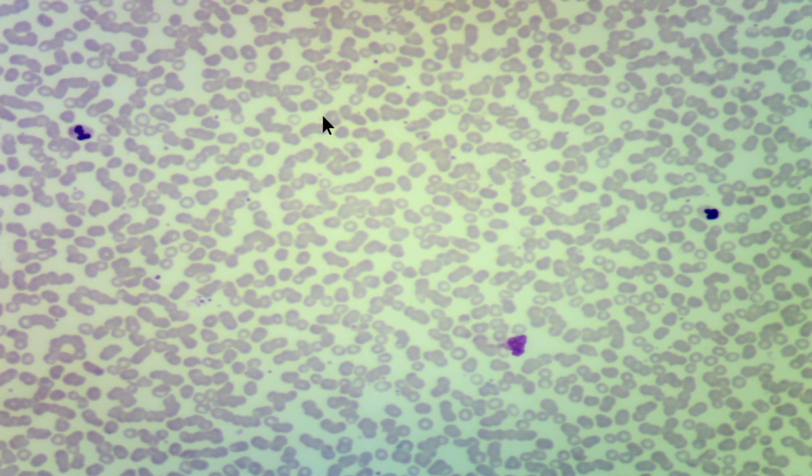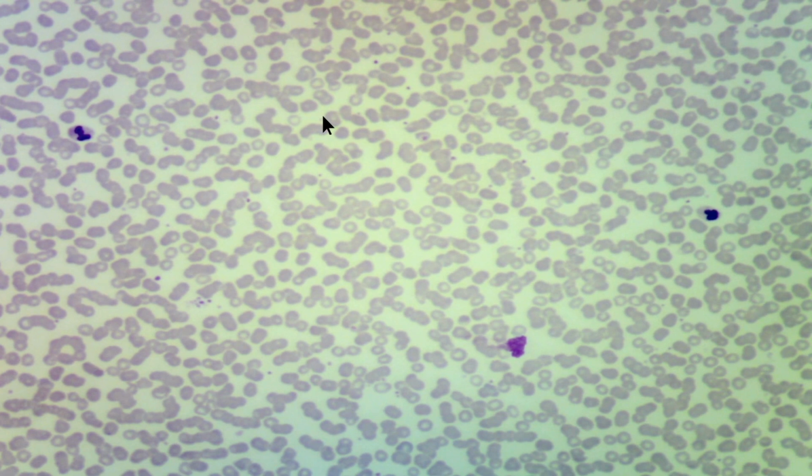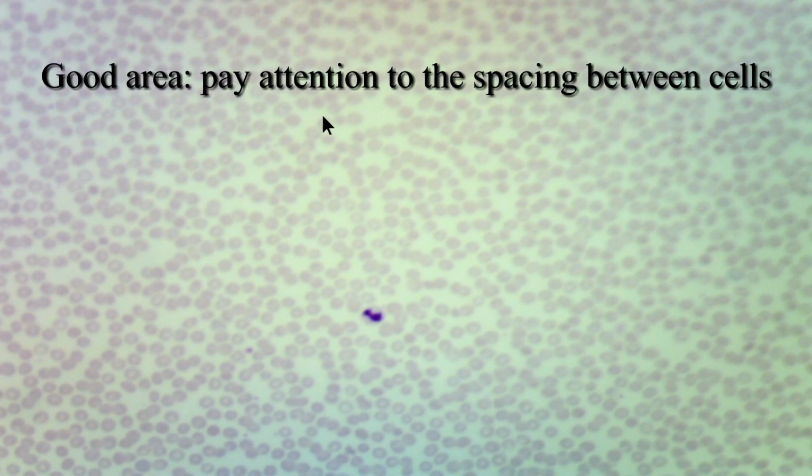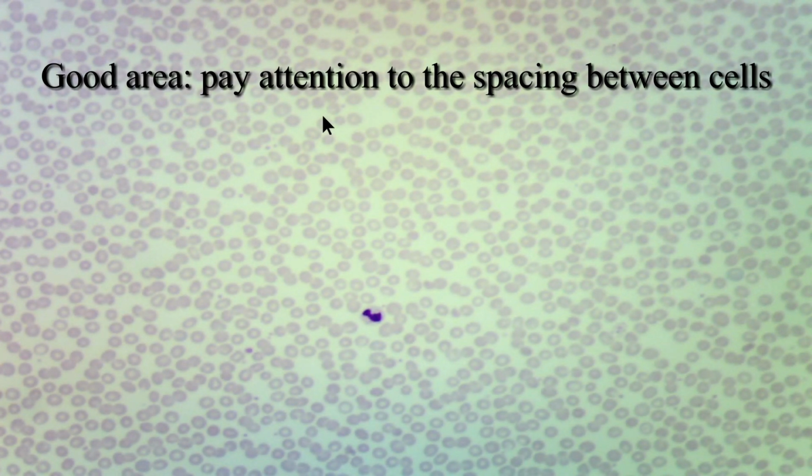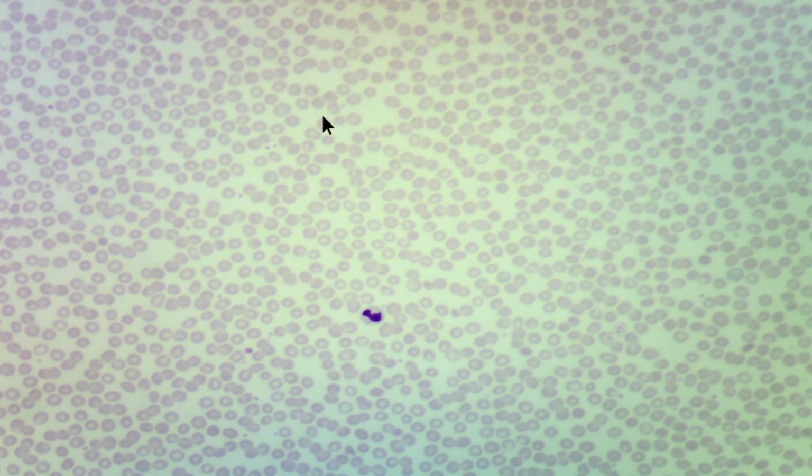For that purpose, always remember that you are trying to get out of the slide as far as possible, and you will come to an area that now the cells are not stacked up on top of each other anymore. In this area, there is no rouleaux. Therefore, the previous rouleaux that you are observing is an artifact.